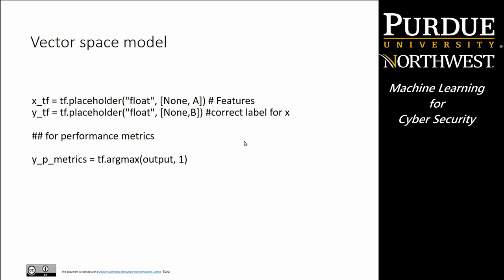And here it is. We create our XTF and YTF as placeholders. We use this one for performance metrics. You can give this some better name. I don't know why that name is there, honestly. You could say from one hot to single vector, output, something like that.